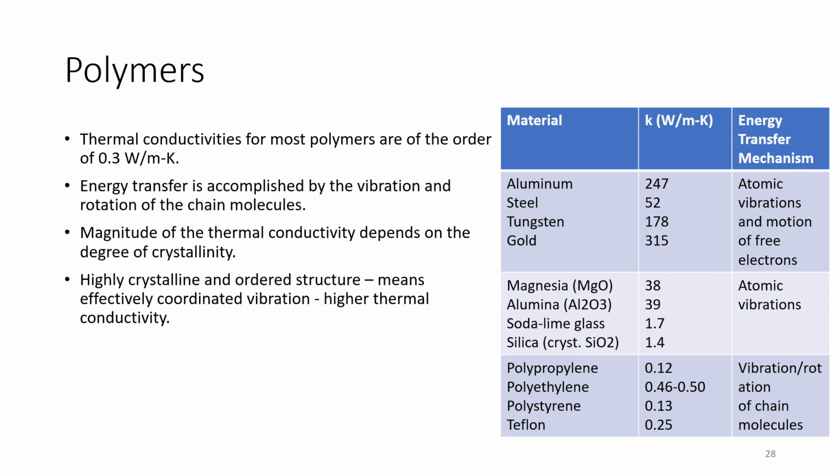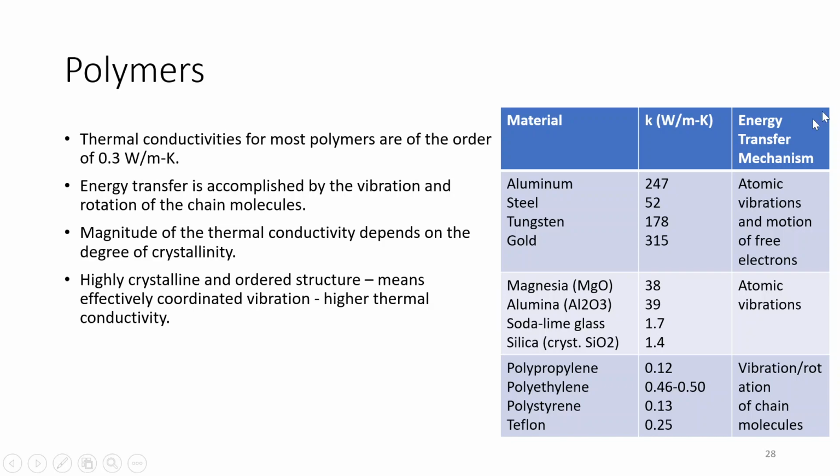Next we have polymers. In this case the thermal conductivities for most polymers are of the order of 0.3 watt per meter Kelvin, and energy transfer is accomplished by the vibration and rotation of the chain molecules. The magnitude of the thermal conductivity depends on the degree of crystallinity. A highly crystalline and ordered structure means effectively coordinated vibration, and higher thermal conductivity.